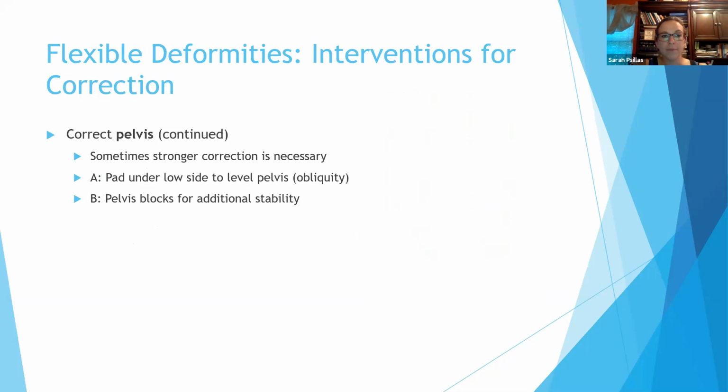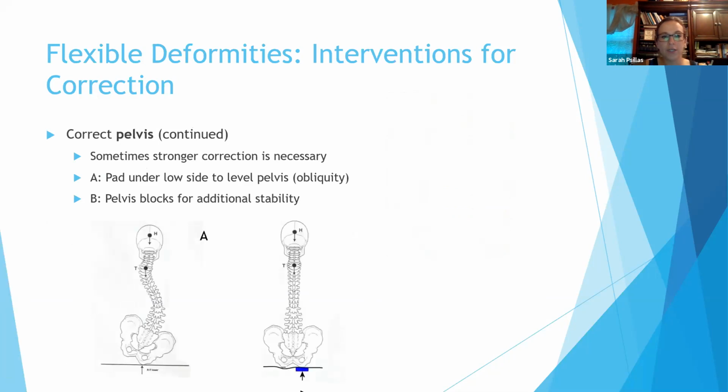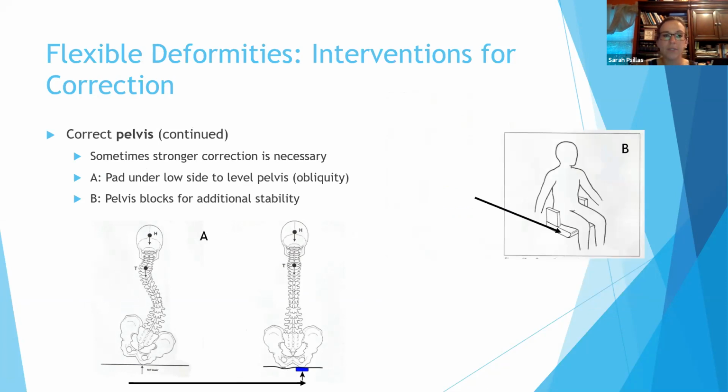All right, sometimes you have to use a little bit stronger of a correction. And so what I mean by that is sometimes you might have to put padding under one side of the pelvis and not the other. So that would correct for an obliquity.